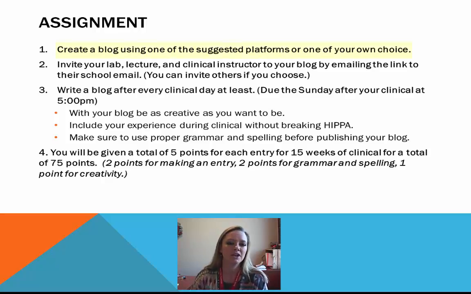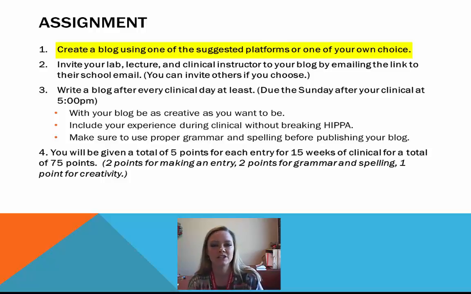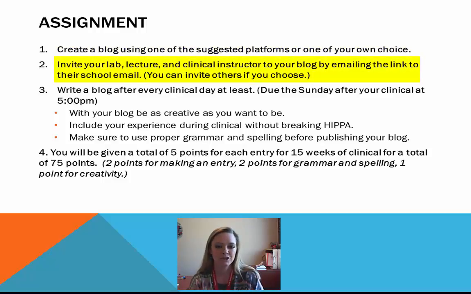So here's your assignment. You're going to create a blog using one of the suggested platforms or one of your own choice if you have something that you'd rather use. Invite your lab, lecture, and clinical instructor to your blog. So what you need to do is email them a link to your blog via their school email, and that is posted in your syllabus.